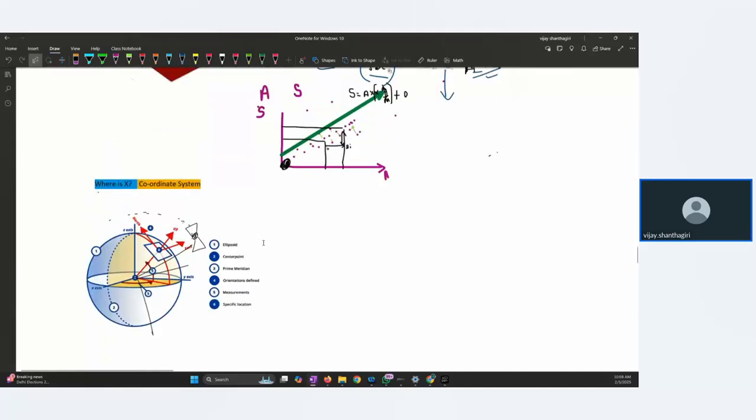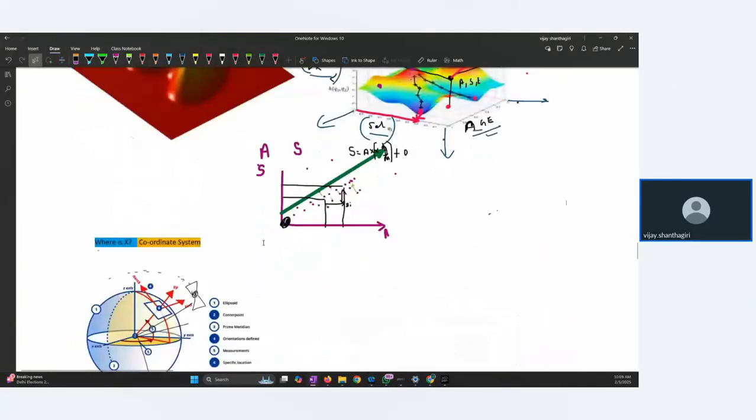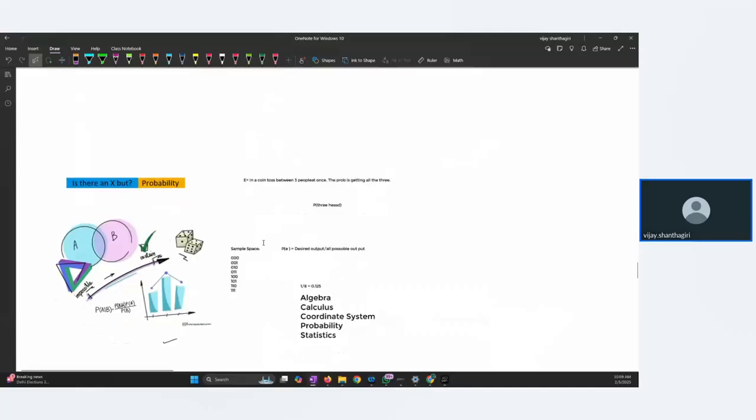Now, where is x? Let the number be x. How much of x? Where is x? That is a coordinate system. The next question is, is there an x?